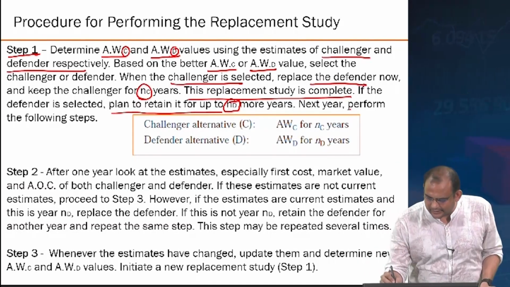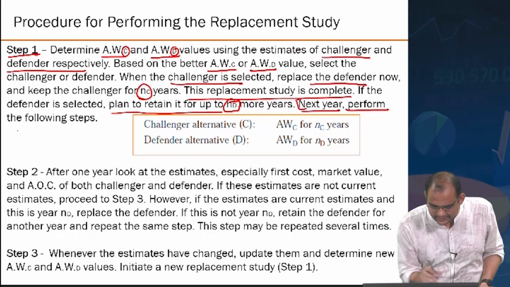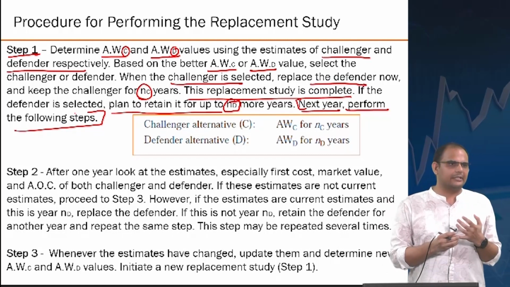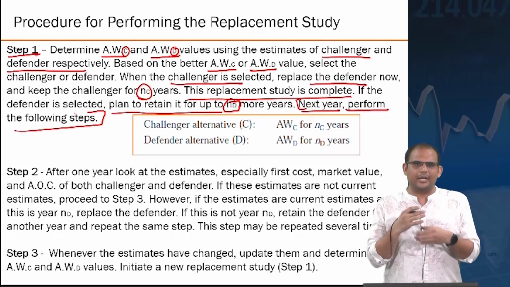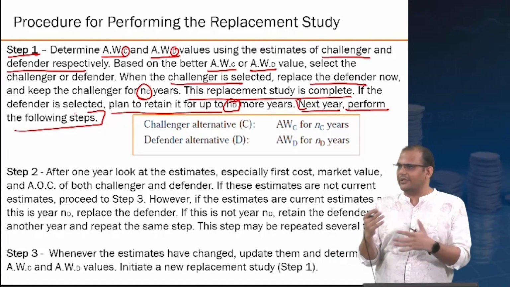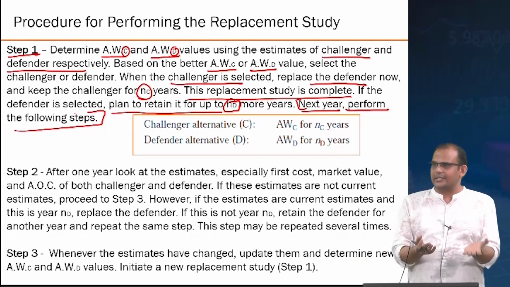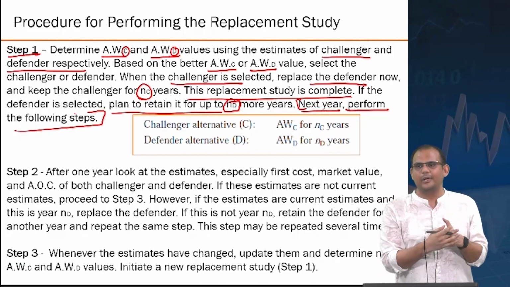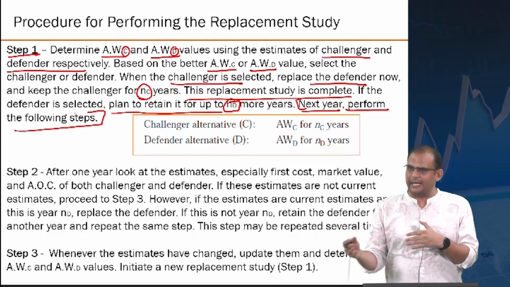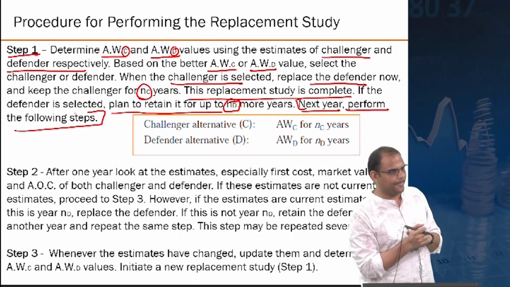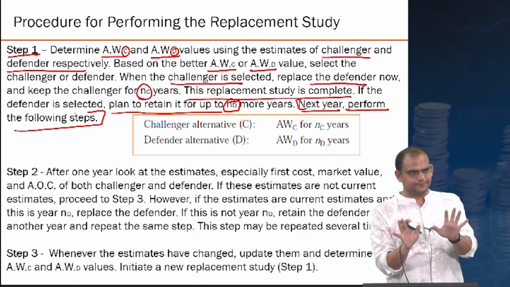But you do the analysis next year again, because typically the defender's technology becomes obsolete very quickly. So all these market values and everything will change very rapidly. So therefore, even if you decide to use the Defender now, you need to do the study again. And if the values have changed, then you need to do the analysis again. Okay, so far with me?